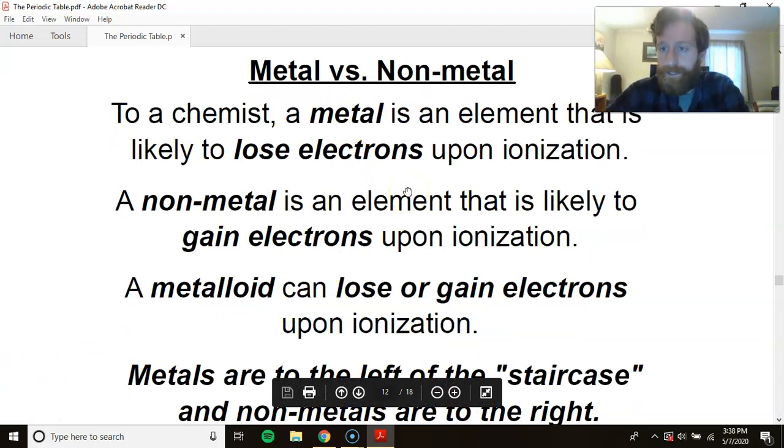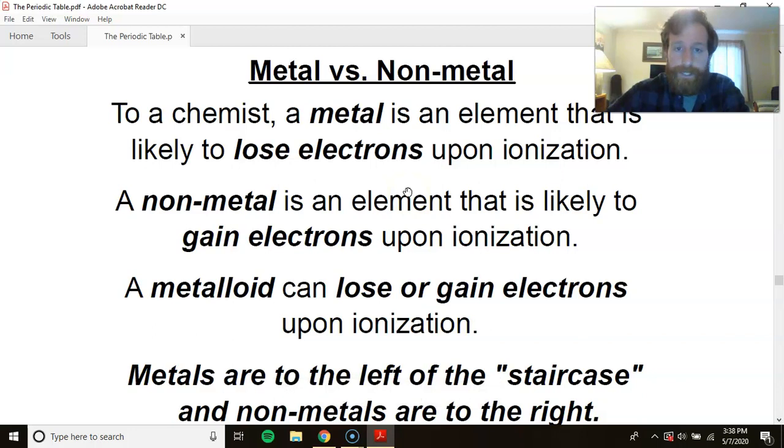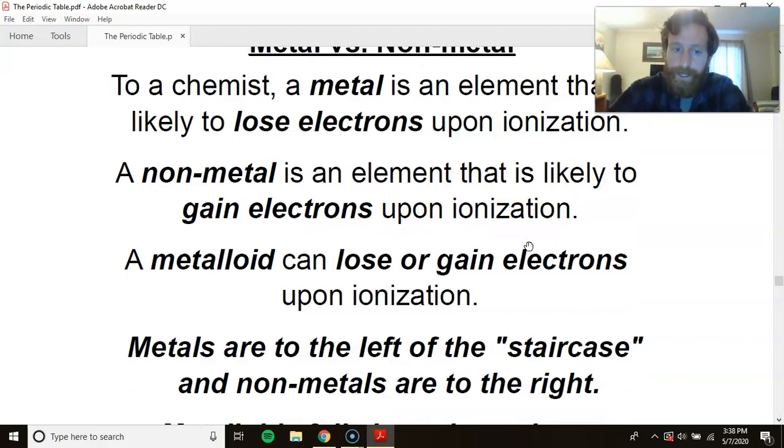The next important distinction for chemists to make when looking at the periodic table is a metal versus a non-metal. And you might define a metal as something that's shiny or hard, not easily bent or broken. But to a chemist, a metal is defined as an element that is likely to lose electrons when it ionizes. And if you're losing negative charge, that means you're going to become positive. A nonmetal, on the other hand, is an element that is likely to gain electrons upon ionizing. Gaining electrons, gaining more negative, means my net charge would become negative.